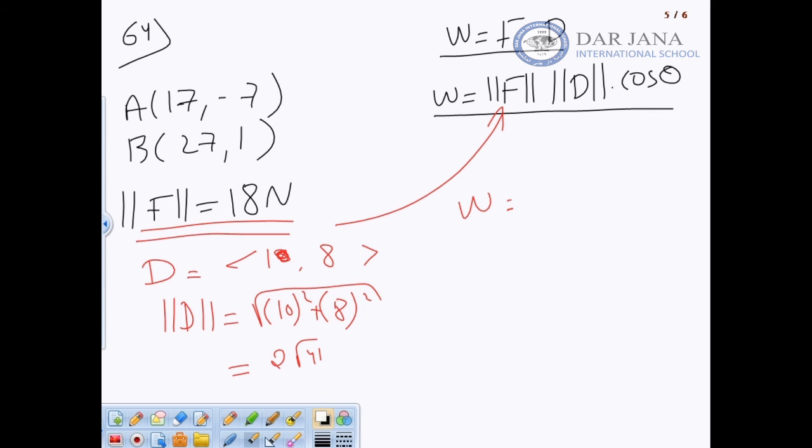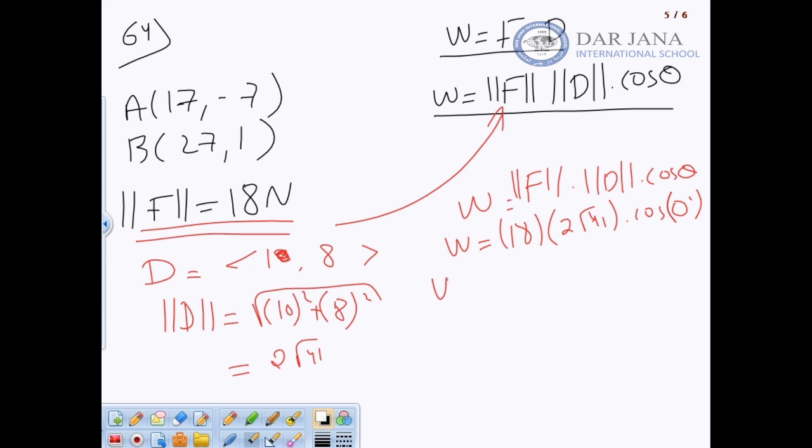So the work equals magnitude of F times magnitude of D times cosine theta. The work will be equal to 18 times 2 radical 41 times cosine 0 degrees. So the work will be 36 radical 41 newton meters.